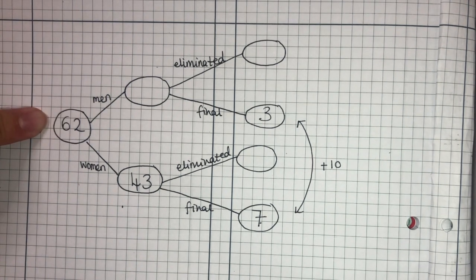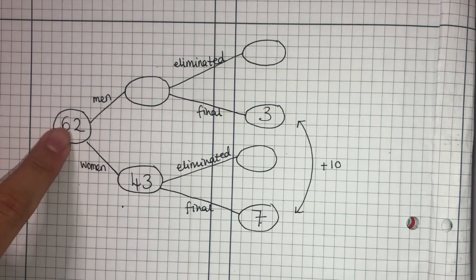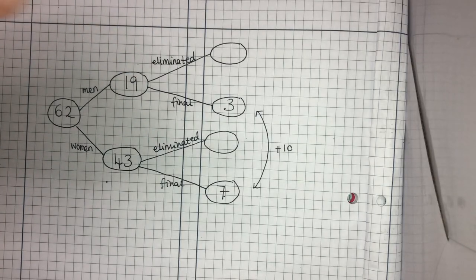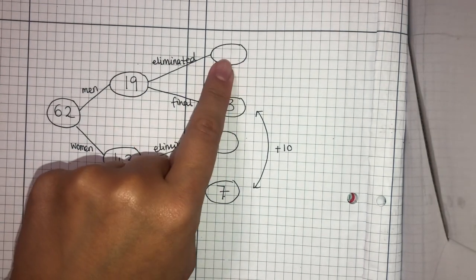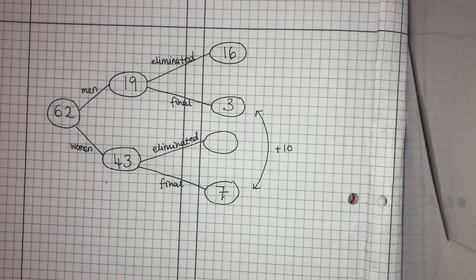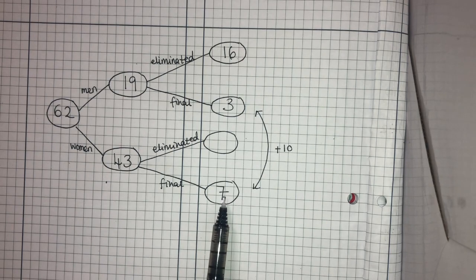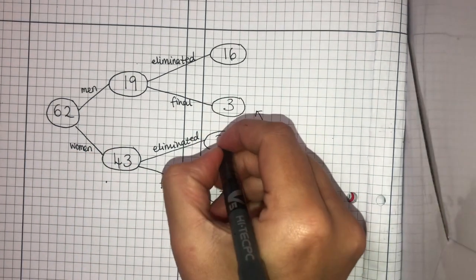If there were 62 in total and 43 were women, I can subtract 43 from 62 to give me 19. If there are 19 men altogether and 3 of them made it to the final, I know that 16 of them must have been eliminated. And finally, if there were 43 women and only 7 made it to the final, then I know 43 subtract 7 is 36.